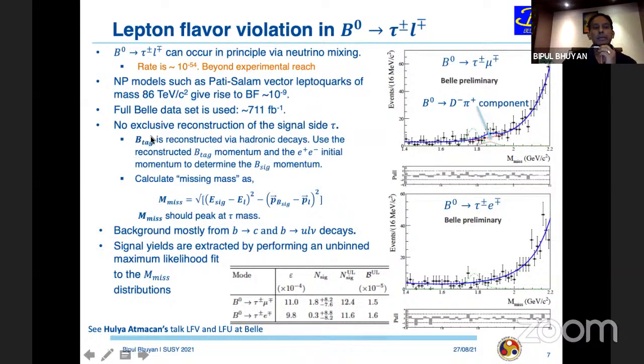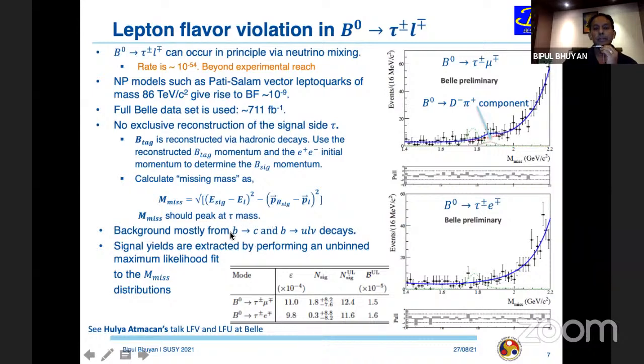In this case, we do not do an exclusive reconstruction of the signal side tau because it's difficult to reconstruct taus. Rather, we reconstruct the tag side using the hadronic decays, and we use the reconstructed tag momentum and also the e plus e minus initial momentum to determine the signal side B momentum. Once we know that, because we can measure the lepton energy and momentum, we can calculate the missing mass, shown in this equation. For correctly reconstructed events, this missing mass should peak at the tau mass.